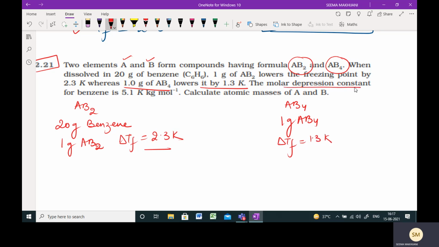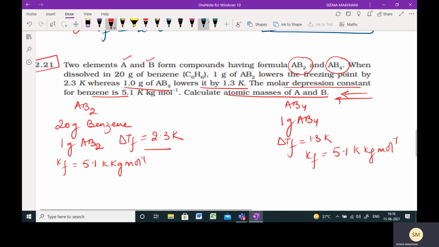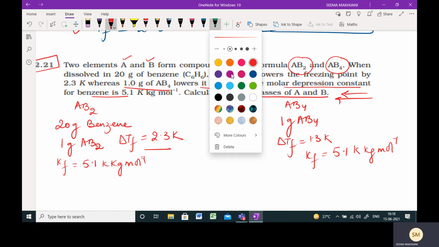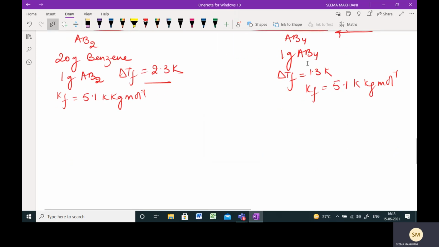The molar depression constant of benzene is 5.1 K. So your Kf is equal to 5.1 Kelvin kg mole inverse. Here also you have the same value. Kf is equal to 5.1 Kelvin kg mole inverse. You have to calculate the atomic mass of A and B. This is your question. Now let us solve the question. Let me change the color for a better clarity, nothing else. Okay. So the information is this. Now let us start to substitute the values.